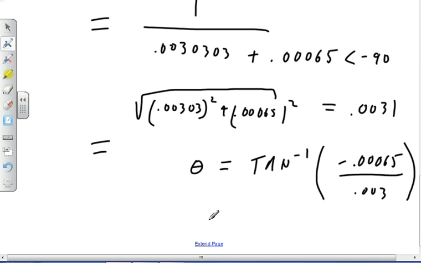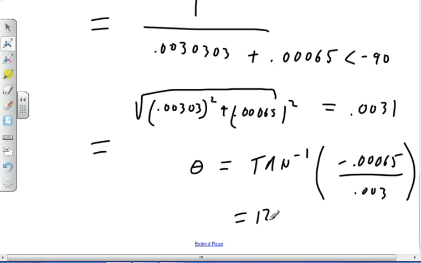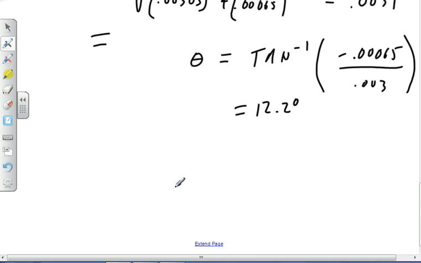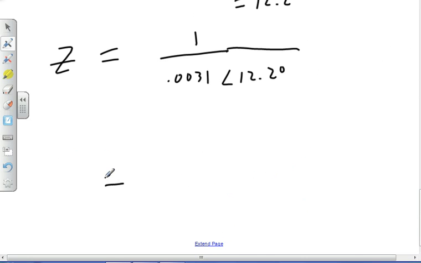0.0031. And my angle is going to be 0.00065 divided by 0.003 equals inverse tangent, 12.2 degrees. Alright, so now I've got my impedance is 1 over 0.0031 angle 12.2 degrees. And I'm almost where I want to be.